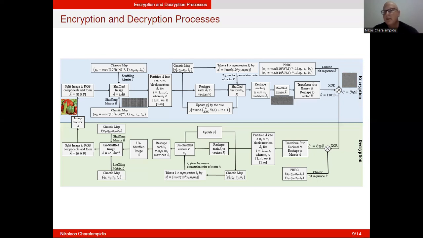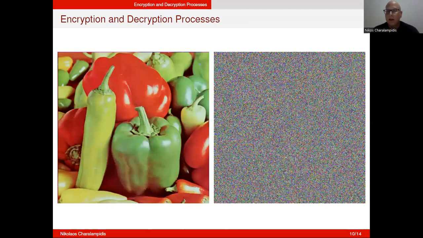Then we transform A tilde to binary, and we reshape it to vector B tilde, which we XOR with a chaotic bit sequence, which we obtain from our pseudo-random bit generator. And the final product of this XOR is basically the encrypted image, which we split again into RGB components in order to obtain the final result. In order for this final step to become clearer, here on the left you can see the original pepper image, and on the right you can see the encrypted form of this image.